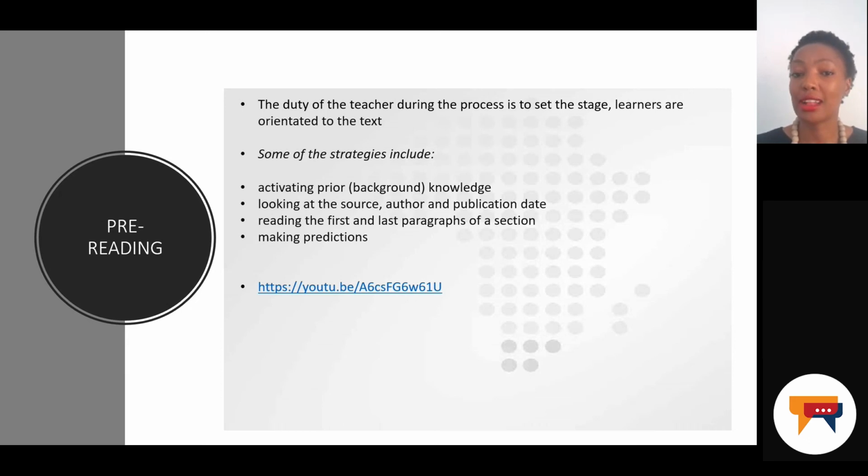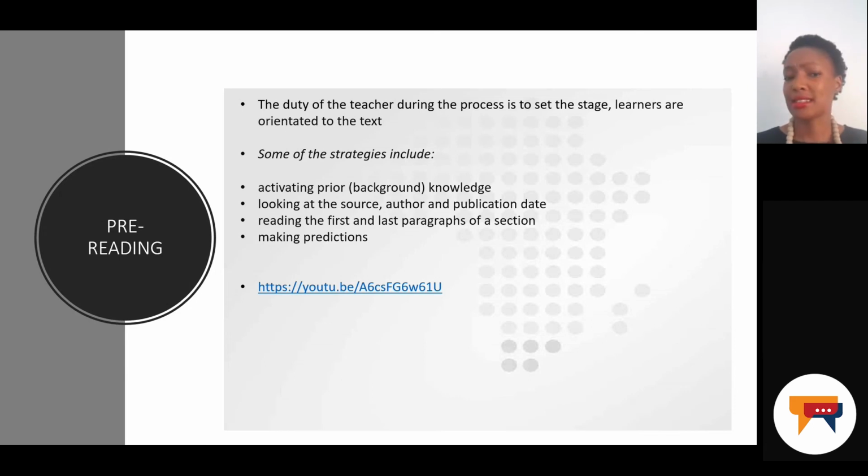The duty of the teacher in this phase is to set the stage, like I've already mentioned. Learners are orientated into the text. So some of the strategies that the teacher can use is to activate background knowledge, which is the learner's prior knowledge, because we are of the understanding that learners are not just passive receivers of knowledge. As they come into the classroom, they come with their own ways of knowing. They come with their own prior knowledge, and you always need to tap into that which the learner already knows, and try to link that with that which you want to introduce to the learner.